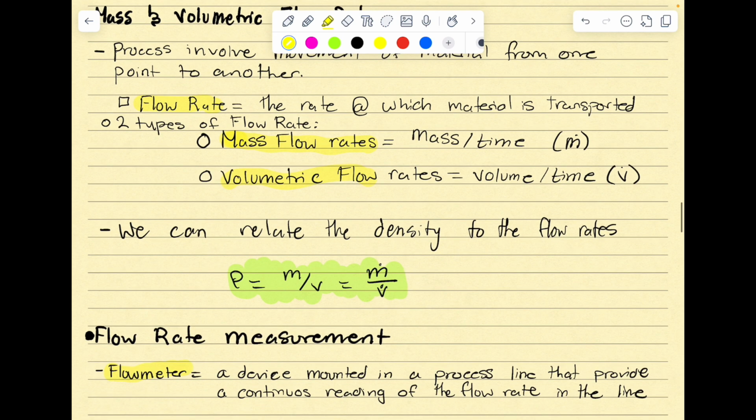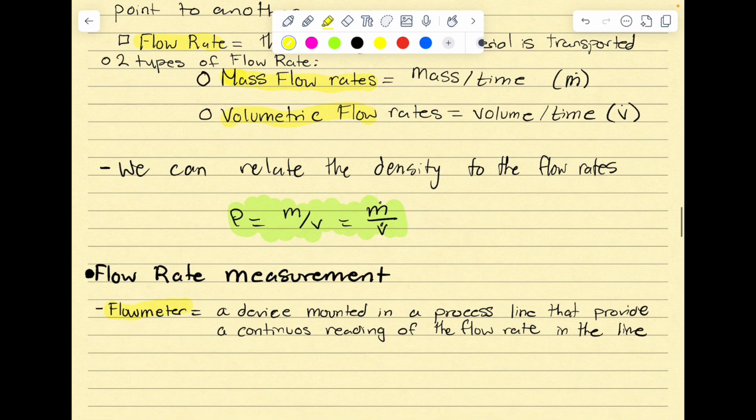We can relate the density to the flow rates, which would just be density equals m dot over v dot, and we can manipulate the density equation as conversion factors to find the mass flow rates or volumetric flow rates of the process.